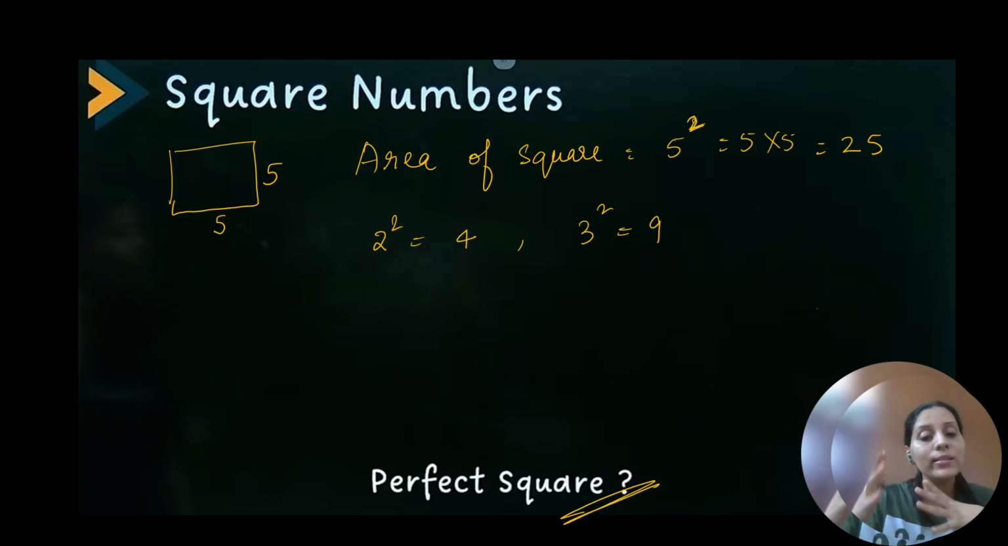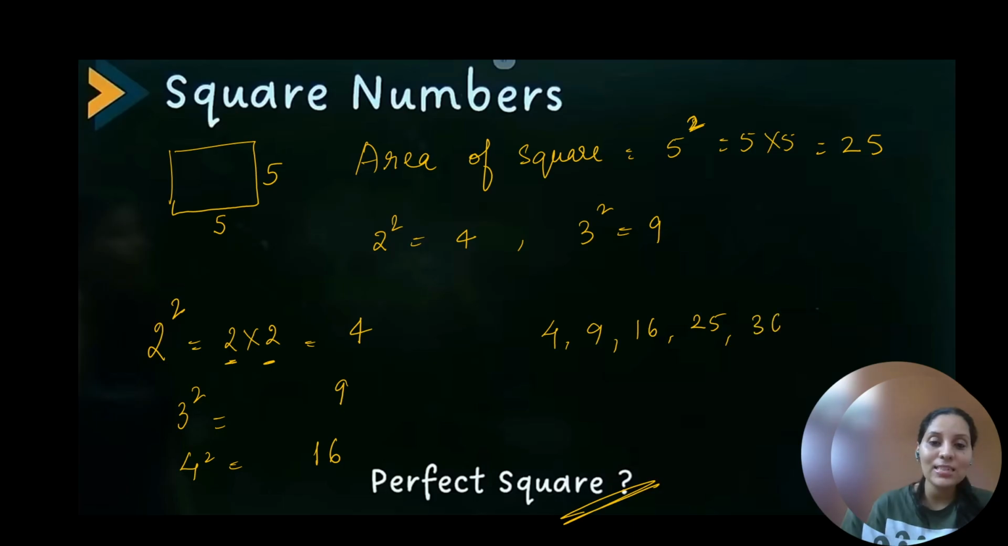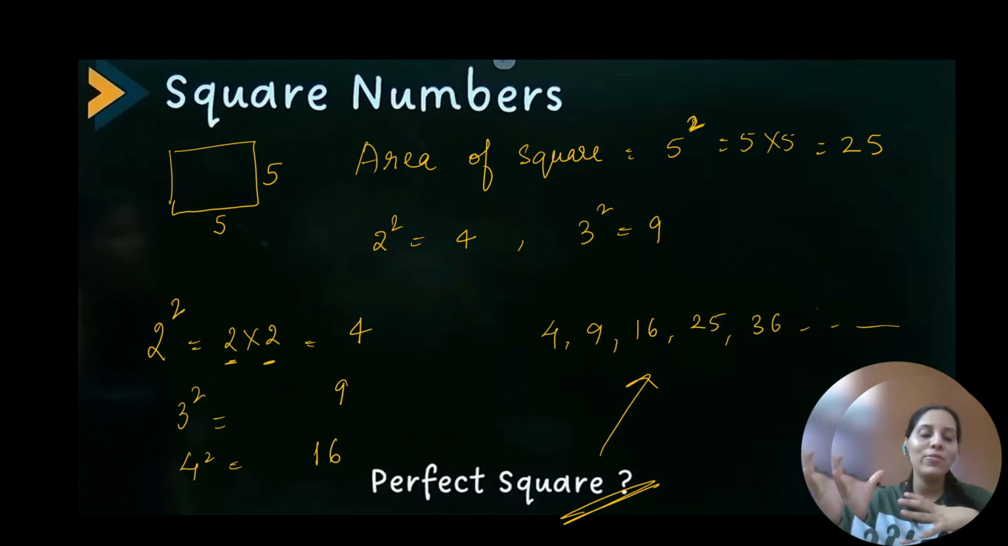Now when I talk about perfect squares, they are nothing but the number that is obtained by multiplying two same numbers. For example, 2 square, 2 into 2. Same number multiplied 2 times. Whatever result you get, that is a perfect square. So 4 is a perfect square. Similarly, 3 square, 9 is a perfect square. 4 square, 16 is a perfect square. So 4, 9, 16, 25, 36, and so on. These are all perfect squares.